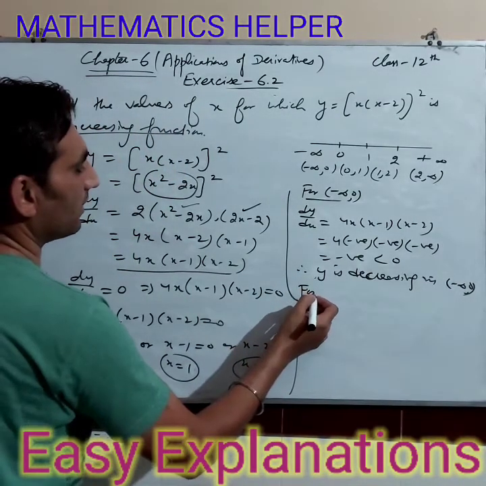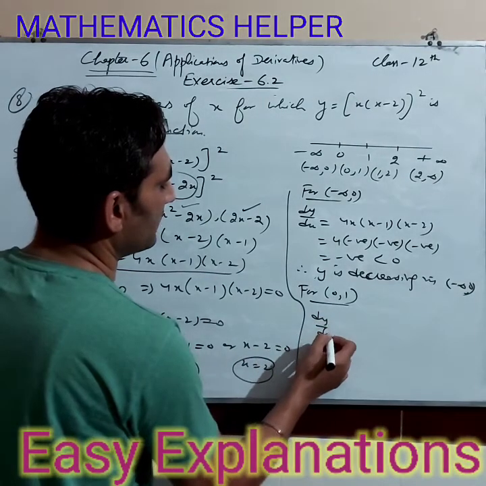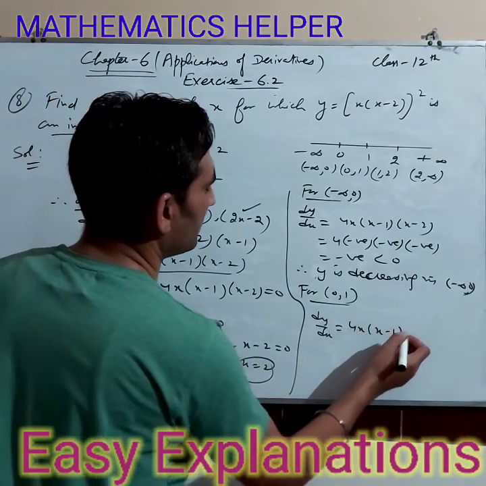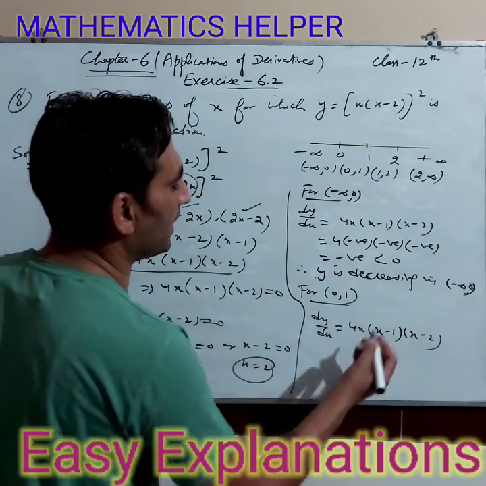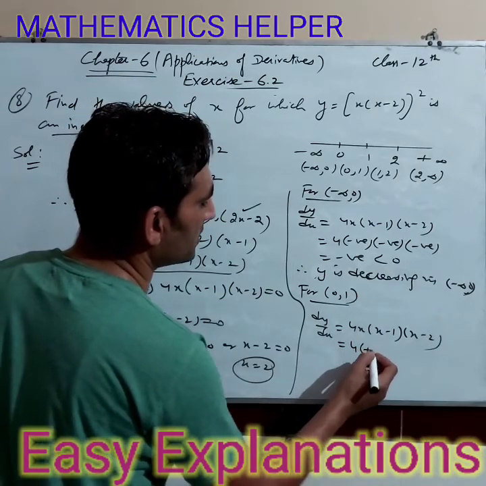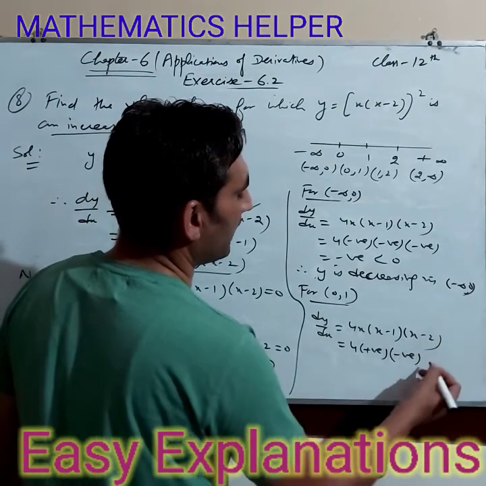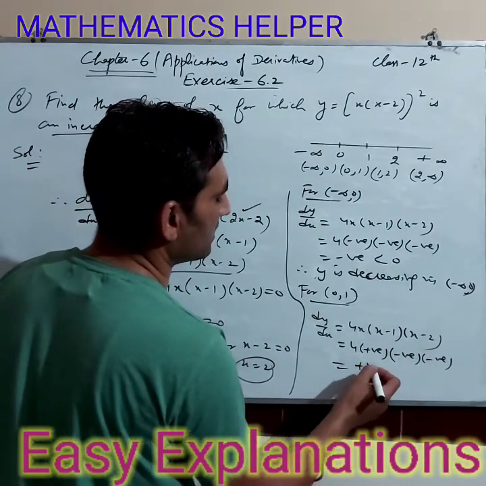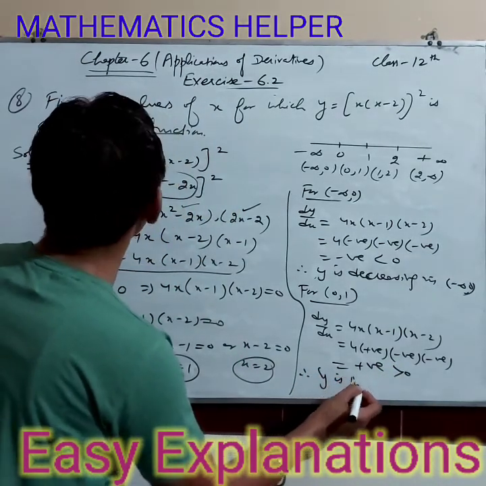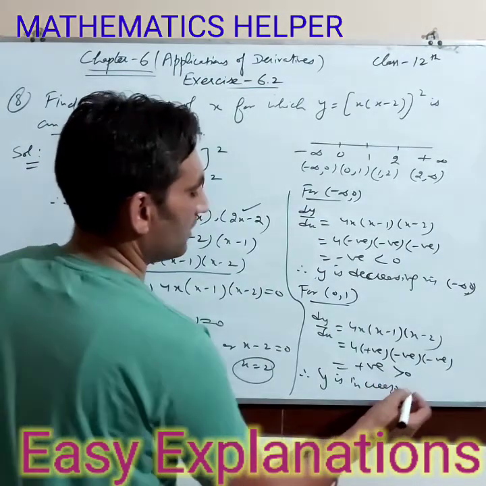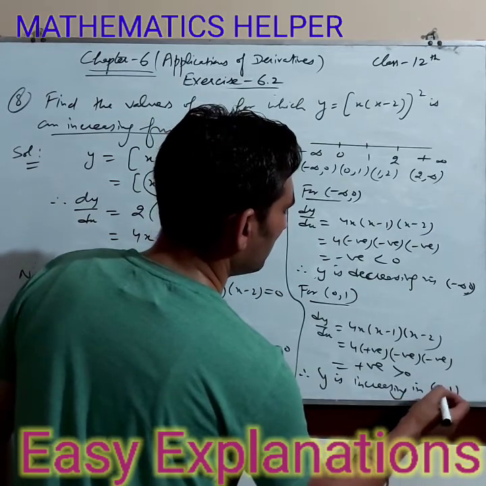Now next one for 0 to 1. For 0 to 1, dy over dx, which is 4x into (x minus 1) into (x minus 2). For 0 to 1, use any number like 0.5. So x will be positive and 0.5 minus 1 will give negative, 0.5 minus 2 will give negative. Ultimately our answer will be positive, which is greater than 0. Therefore y is increasing in 0 to 1.